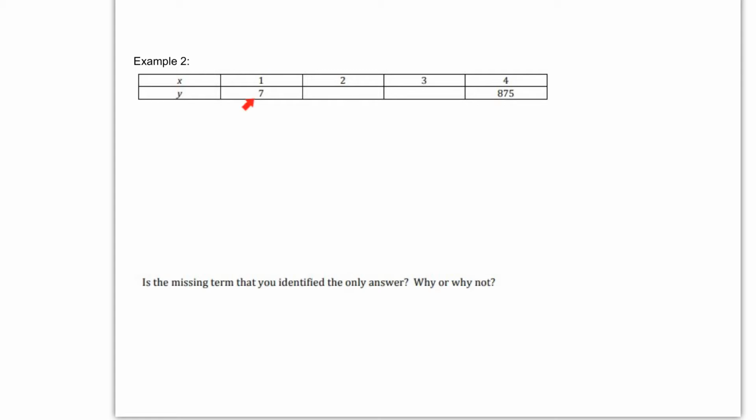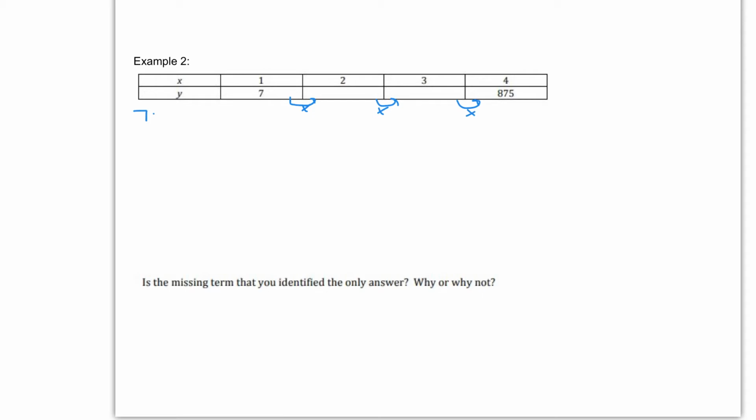In example 2, we are starting with 7, and we need to multiply to get to 875. So let's set up an equation just like we did in part 1. When we're starting here, our equation would start with 7, and then we need to figure out how many times we are multiplying by that common ratio to get to 875. So we can see that we're multiplying once here, twice, and then 3 times.